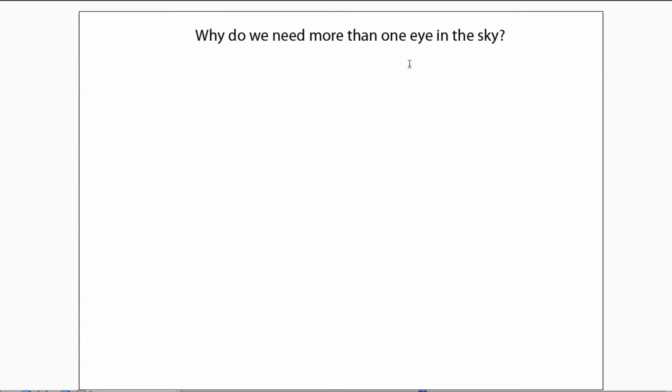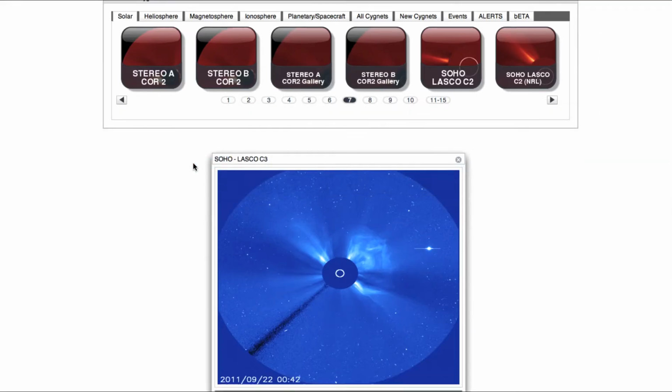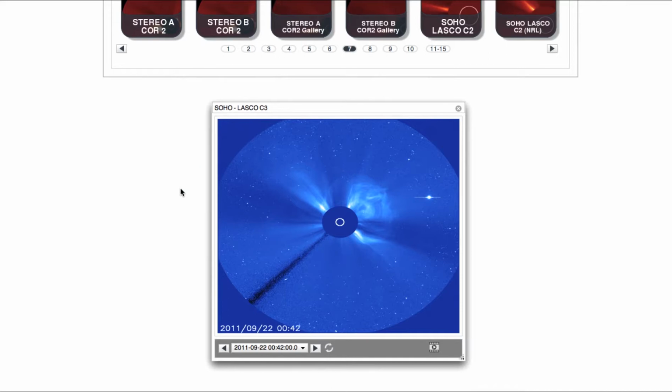Now, of course, quick answer to this is that we need two eyes to build a depth perception of the objects that we are observing. You need two eyes to get three-dimensional properties of the object that you're observing. But we will look a little bit more in detail how this plays out in terms of coronagraph imaging of CMEs. To set the stage for this tutorial, let's take a look at actual coronagraph imagery.